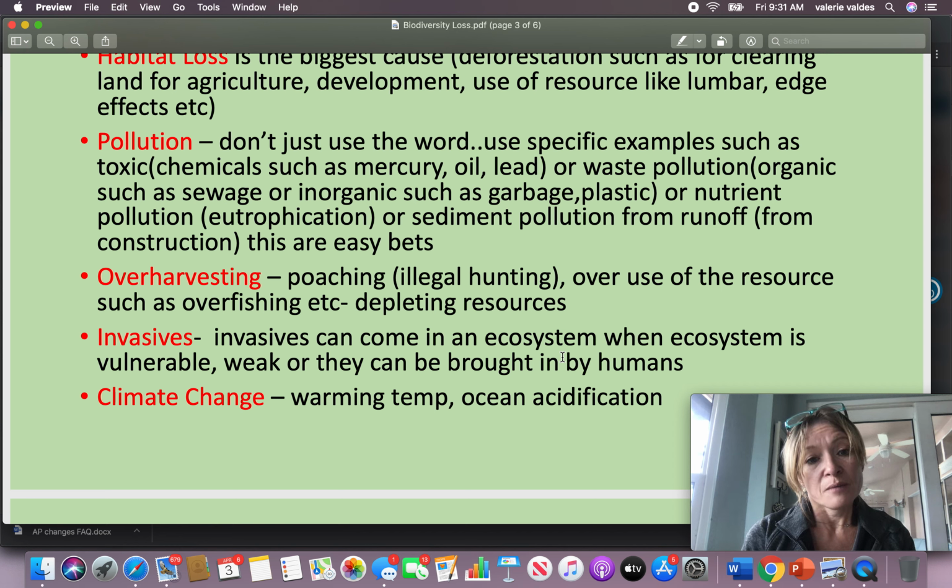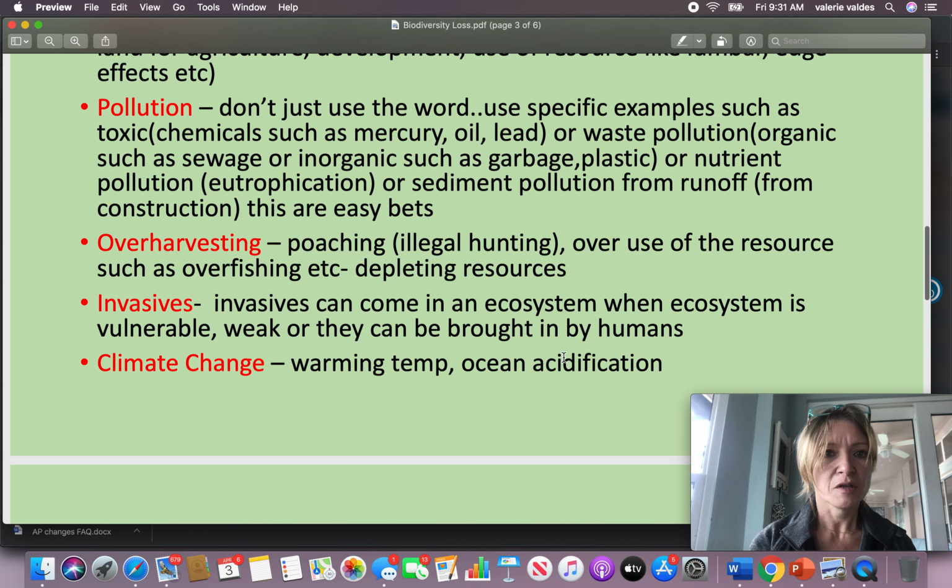Invasives can also be brought in by humans on purpose, or accidentally, like the cane toad, for example, the python. You guys had wonderful examples with that, the lionfish. Make sure you're able to then explain that. And then climate change is the other. Warming temperatures, of course, global warming, ocean acidification, so anything that you would explain for climate change. So here are those causes.